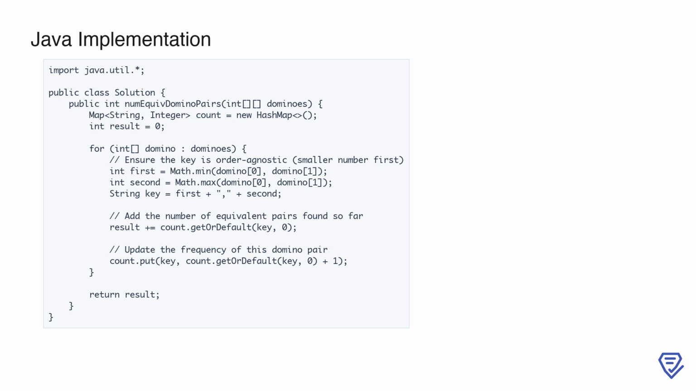This is the Java implementation of LeetCode problem number 1128, Number of Equivalent Domino Pairs. The logic mirrors the Python implementation. We use a hash map to store the frequency of each domino pair, formatted as an order-agnostic key, smallest value first. The result is incremented by the count of equivalent pairs seen so far for each domino. Key differences include explicit type declarations and the use of Java-specific collections like HashMap.